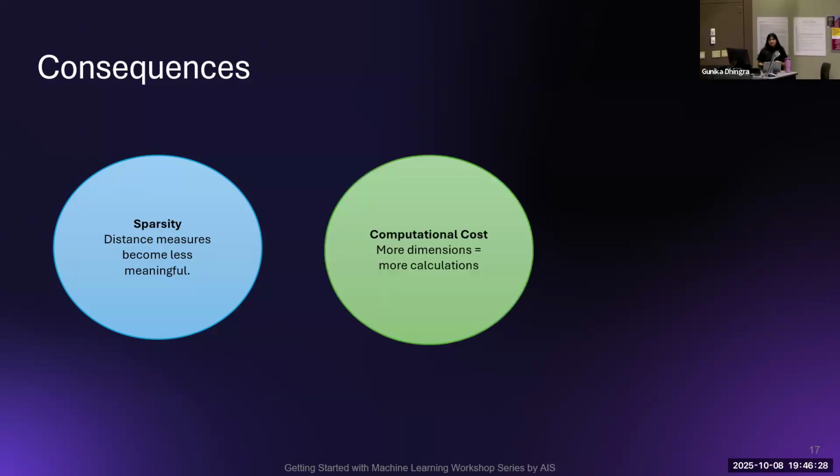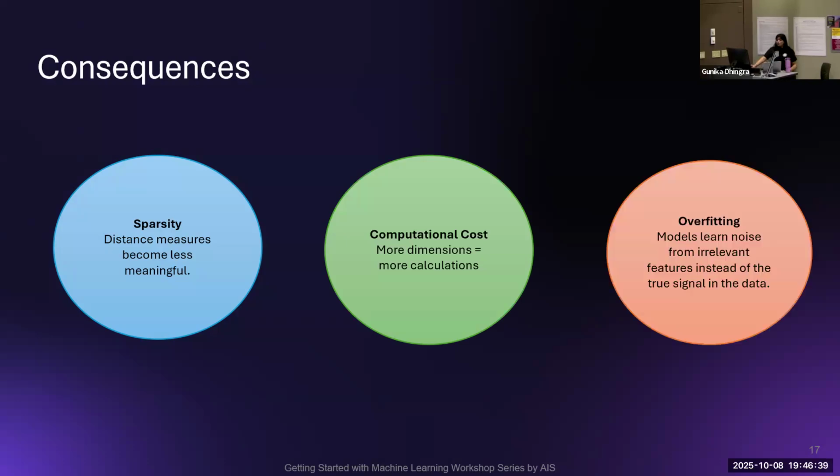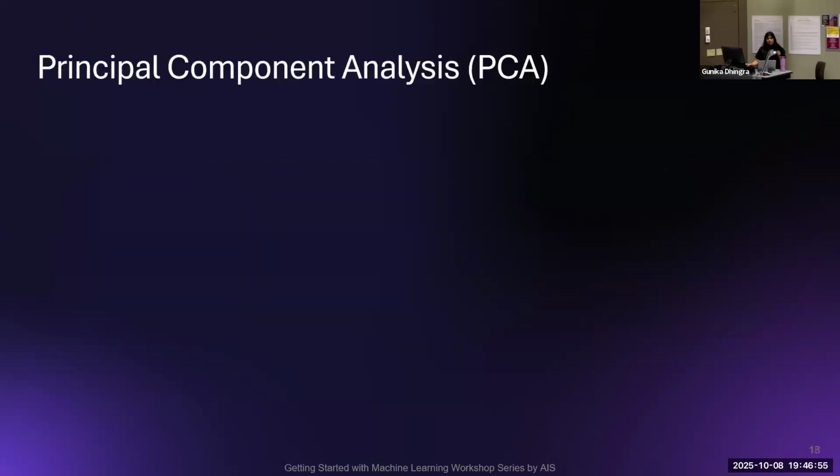As we have more dimensions, the computational cost also increases because we are running the same thing again and again to reach the goal that we are working towards. And then finally, overfitting is also a possibility, wherein the model might just learn from the irrelevant features, and what we want it to learn is not essentially learned by the model. So these are the consequences that we want to prevent. And how do we prevent it? We prevent it by a common technique called principal component analysis.